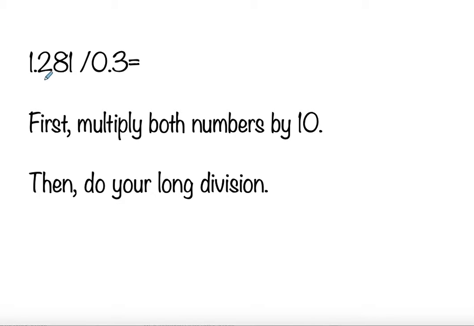So we have 1 and 281 thousandths divided by 3/10. So on this one, we want to get our divisor to be a whole number, so we want it to get to be 3. So we would multiply each side by 10. So this guy gets multiplied by 10. So now we have a new equation, but it's related. So 12 and 81 hundredths divided by 3 is our new one. And we're going to go ahead and do our long division down here.